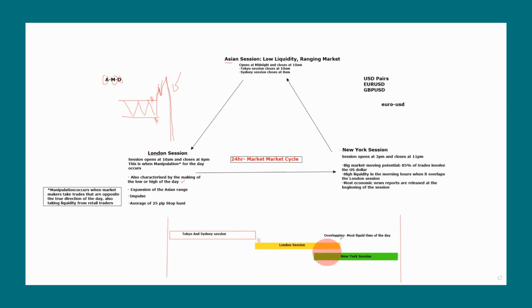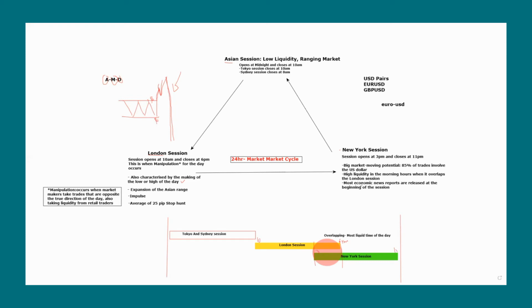ends at 6 p.m. So this ends at 11 and starts at 3. So between 3 and 6, this is when you're going to get the overlap, right? So majority of the liquidity for the day, the time that most traders are active will be during this overlap.